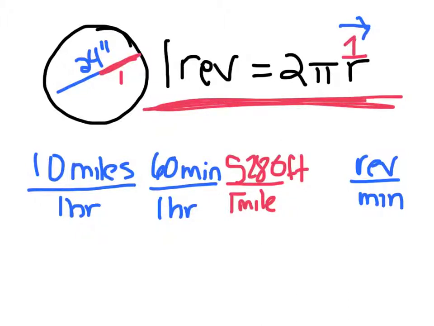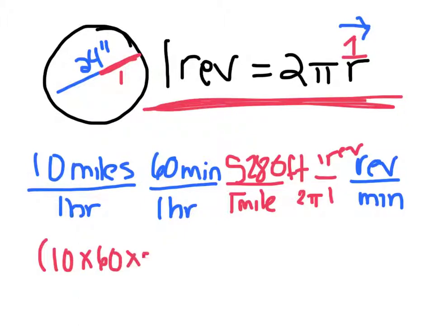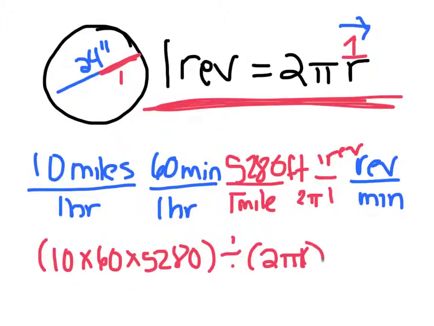So 2 times pi times 1 foot is 1 revolution. And when I get out my calculator, I type that as 10 times 60 times 5,280 divided by 2 times pi times 1 to get the answer. So what about the no calculator portion?